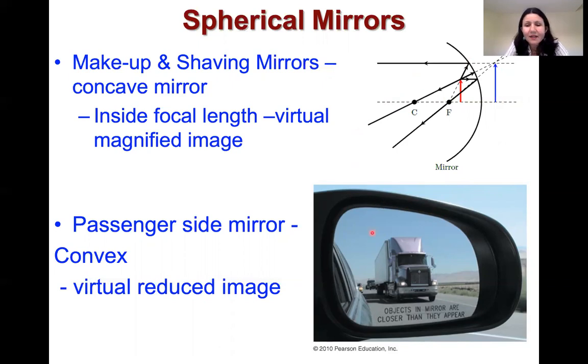And then another application of a convex mirror, like the wide angle mirror, is the types of mirrors that are used in cars to be able to see behind. So again, we want a reduced image. We don't want to see things upside down. So we want it demagnified, upright, and smaller. So that's where convex mirrors are helpful.